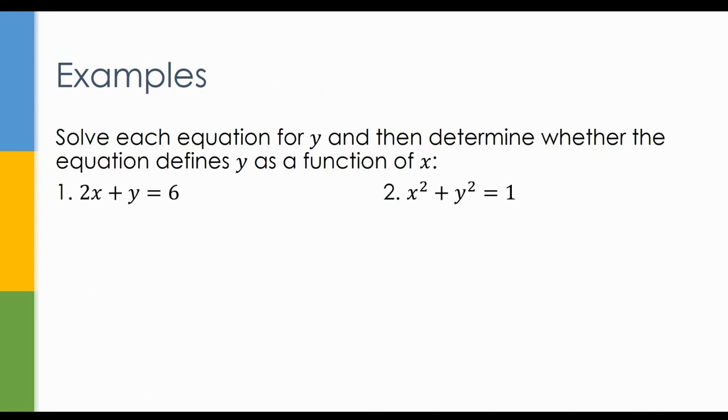So we are going to look at these examples. The directions say to solve each equation for y, and then determine whether each equation defines y as a function of x. So if I look at this first example, we have 2x plus y equals 6. Well, to get the y by itself, I'm going to subtract the x term over to the other side. And so I get y equals negative 2x plus 6.